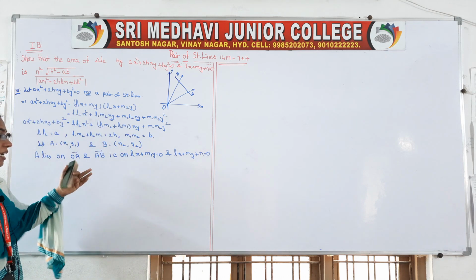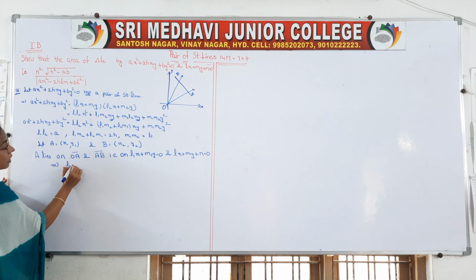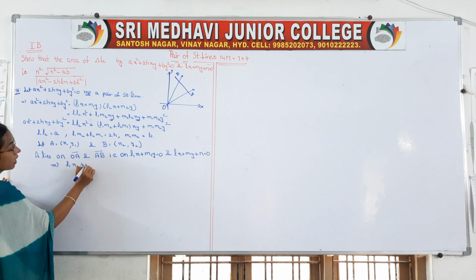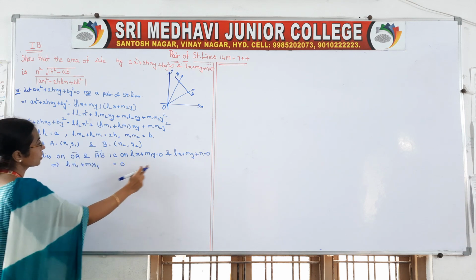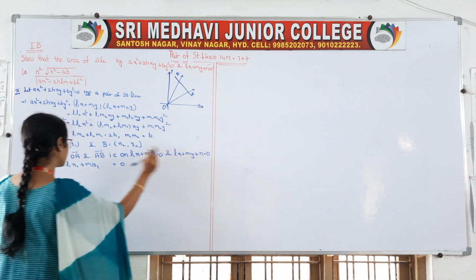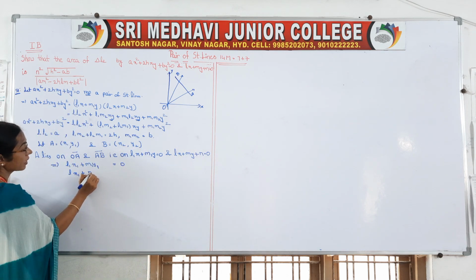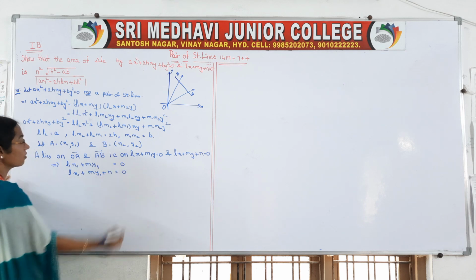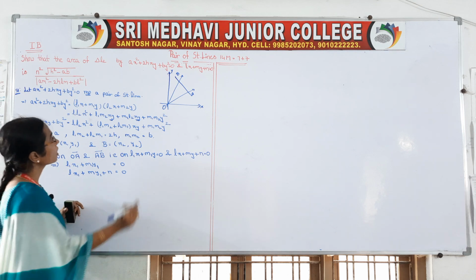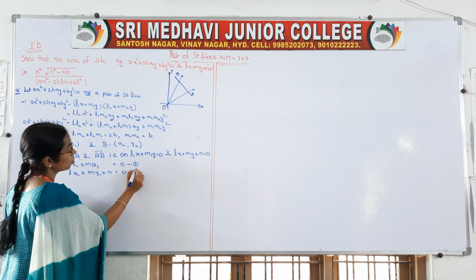That point lies on the line means it satisfies the equation. So l1 x1 plus m1 y1 is equal to 0. Similarly, the point lies on this line, so it is l x1 plus m y1 plus n is equal to 0. Consider these as equations 1 and 2.